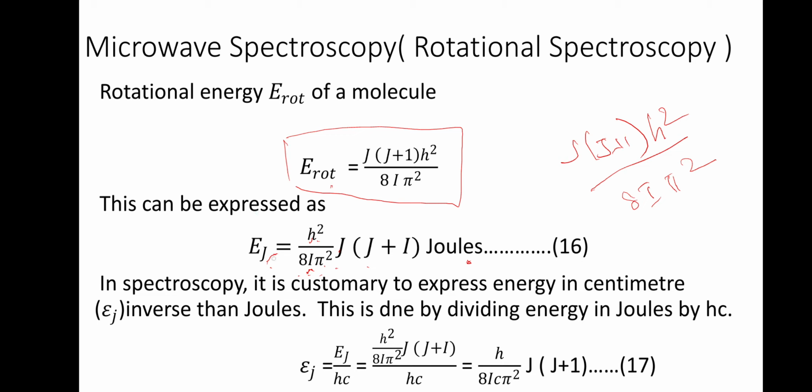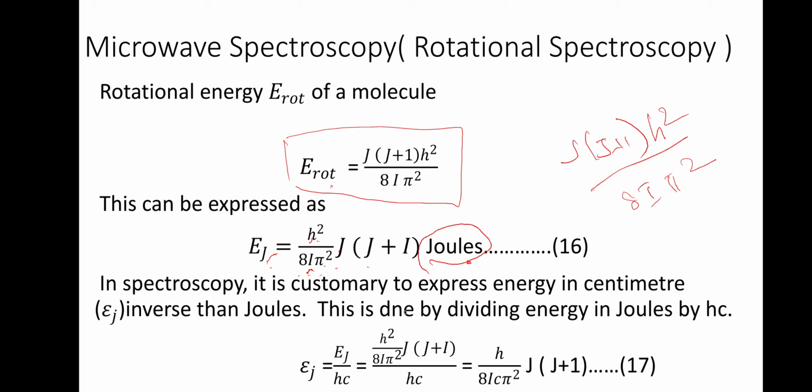Then pi is a constant, j is the rotational quantum number having values 0, 1, 2, 3. So we can calculate the rotational energy. This is expressed in joules. Normally when we take spectroscopy, it is customary to express energy in centimeter, wavelength or frequency terms that we use to represent.